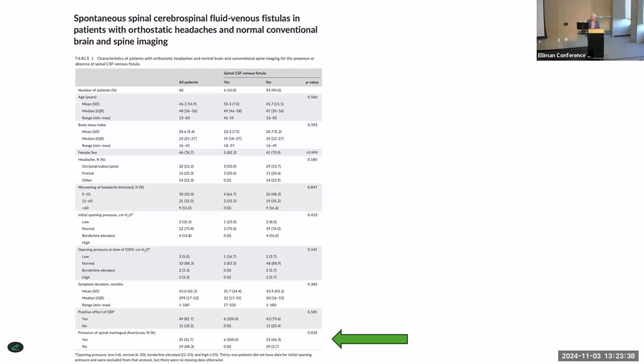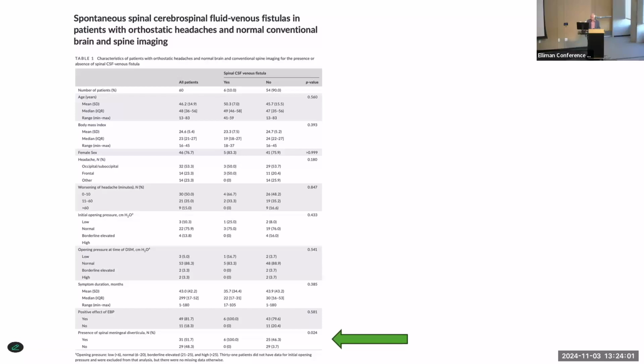So the only thing that was statistically significantly different was that it was much more common in those people who had a meningeal diverticulum. And you might say, well, that's not surprising because that's where most CSF venous fistulas arise from, and that makes total sense. As a matter of fact, we found fistulas in 20% of people who had meningeal diverticula, but in none of the patients who had no meningeal diverticula.